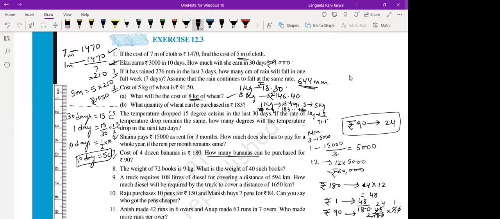Ma'am, but I did it in a different method. Okay, this is the same method for which we are doing all these sums. If you are asked to find in how many rupees you will get how many bananas, keep the amount this side. Okay.